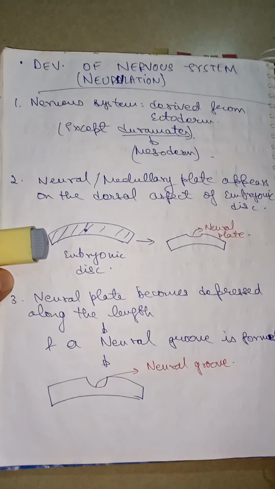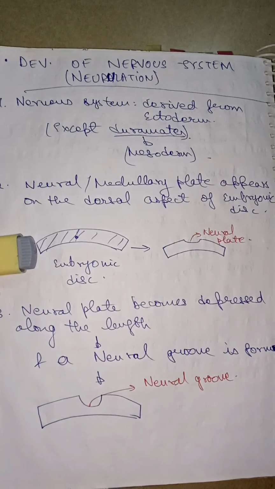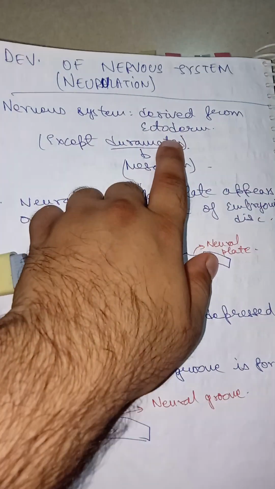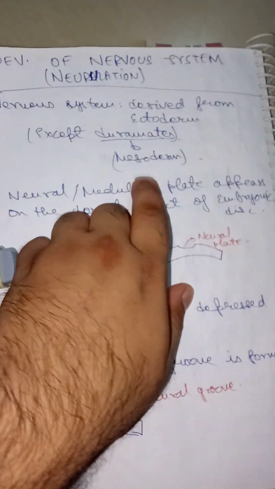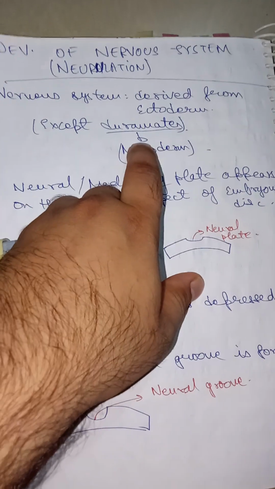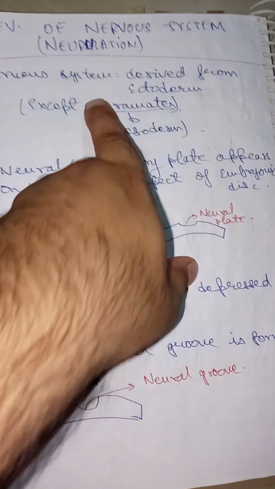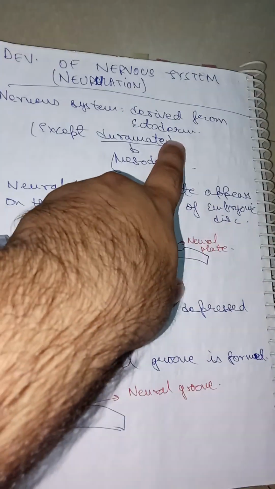Okay, so this is development of the nervous system, neurulation, in veterinary embryology. The nervous system is derived from ectoderm, except for the dura mater, which is derived from mesoderm. The dura mater is the outermost covering of the meninges of the brain and spinal cord. Except for this, the whole of the nervous system is derived from ectoderm.